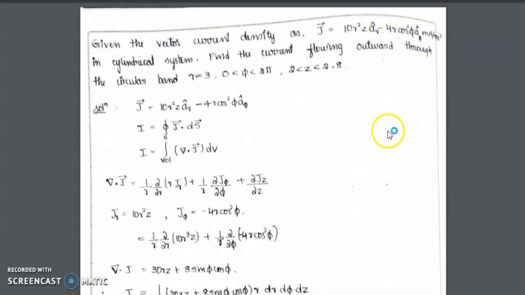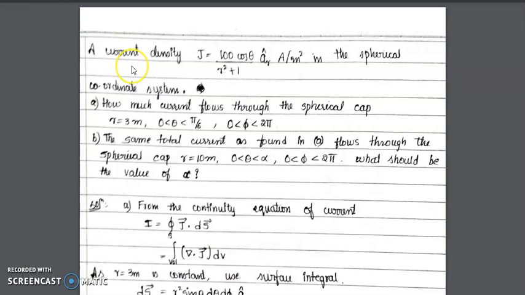So next, we will see one more problem on current density and current, the relation between current density and current. The current density is J is equal to 100 divided by R square plus cos theta AR cap ampere per meter square in the spherical coordinate system.